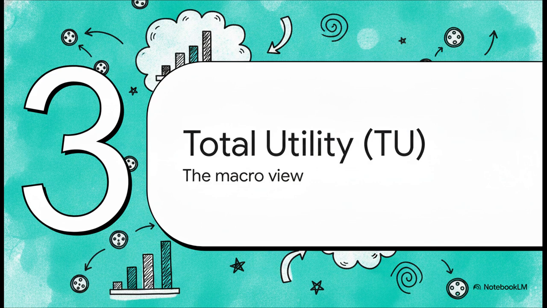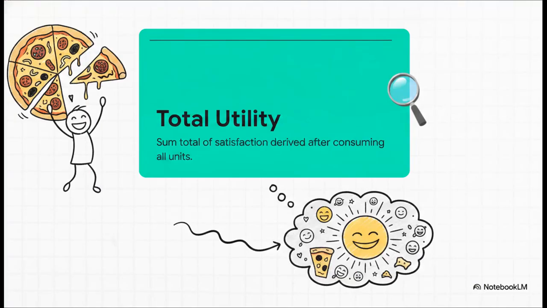Section 3. Total utility, or TU. The macro view. Total utility is defined as the sum total of satisfaction derived by a consumer after consuming all units of a commodity during a given period. Think of it this way. If marginal utility is the specific joy of the individual slice, total utility is the grand total of your happiness at the end of the entire sitting. It's the overall subjective benefit you receive from the whole experience.